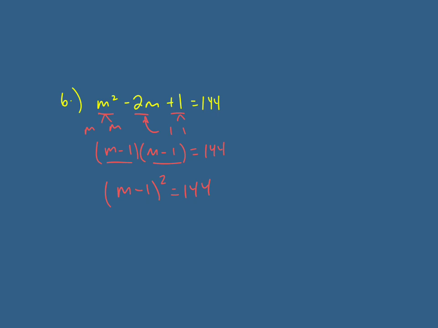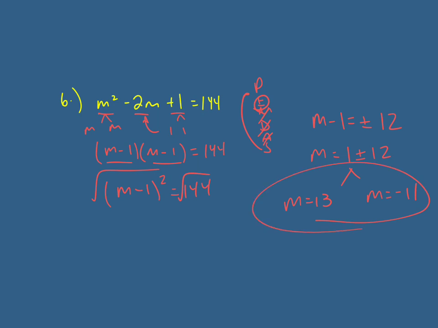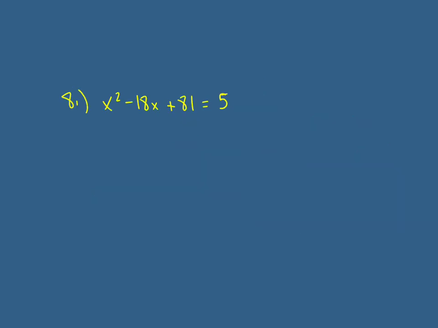And now I get to use PEMDAS backwards. So remember, the subtraction's inside the parentheses. There's no addition, no division, no multiplication. I get rid of the exponent, and that's why I square root both sides. I end up with m minus 1 equals plus or minus, because whenever you square root both sides, plus or minus shows up. 12, because 144 is perfect. Now I add 1 to both sides. So I get 1 plus 12, 1 minus 12. And those are my 2 answers. And that's it for 6.